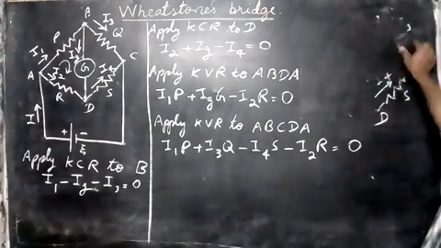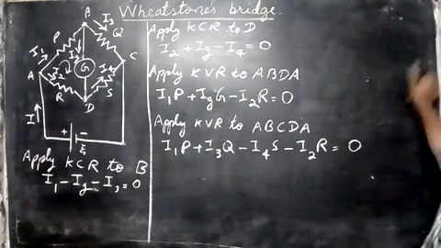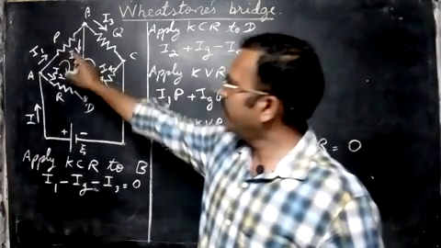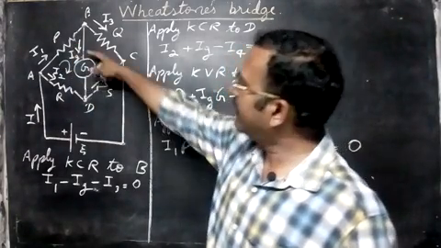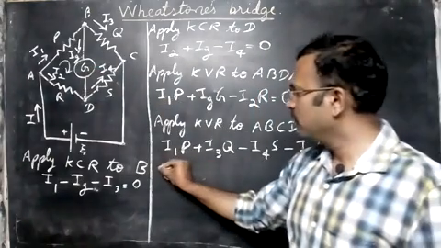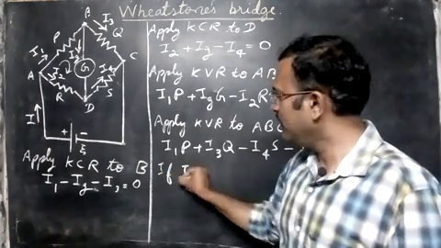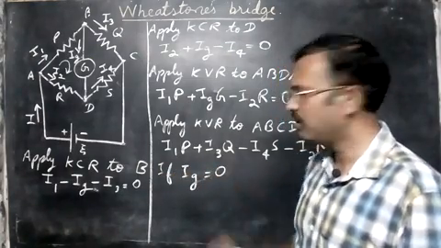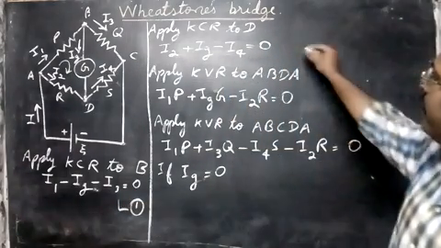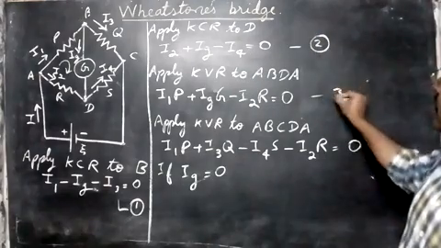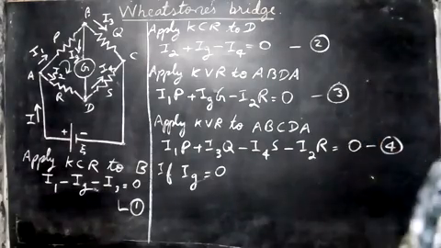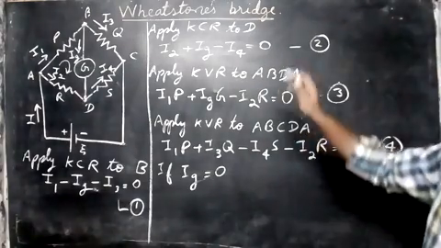Let me rub this out. Now you see what happens here. We adjust P, Q, R, S so that the current going through the galvanometer is 0. So if IG, the current through the galvanometer, is equal to 0, what will happen? Let me take the equations here. This one is equation 1, this is equation 2, 3, and this one is 4.